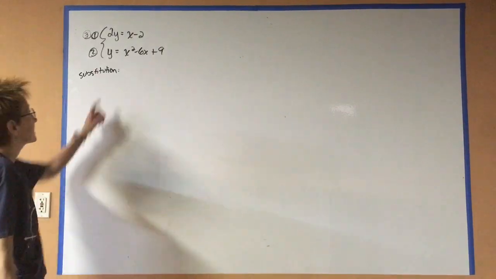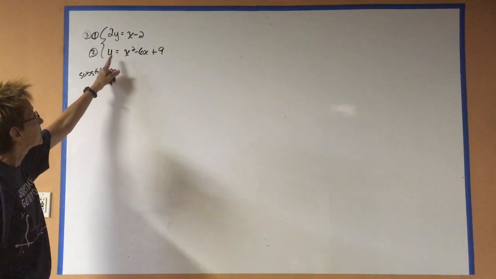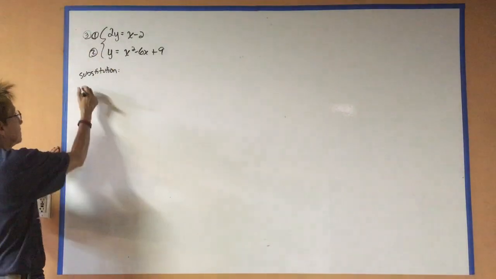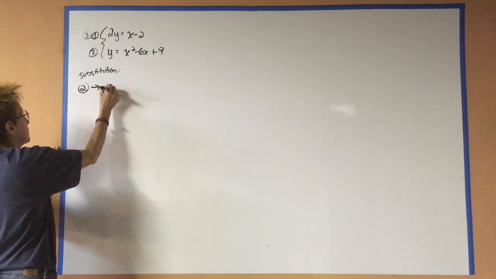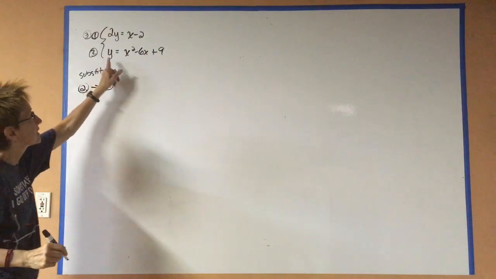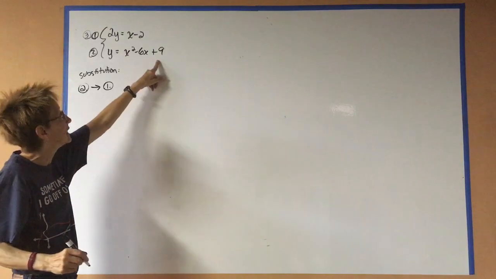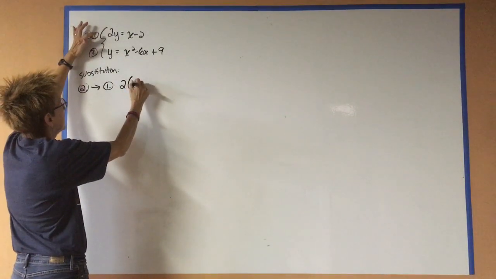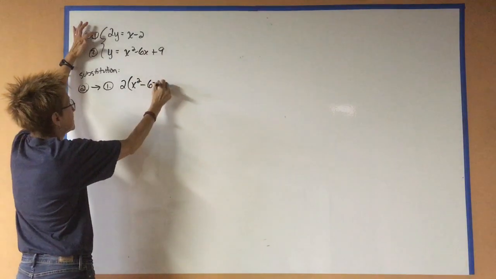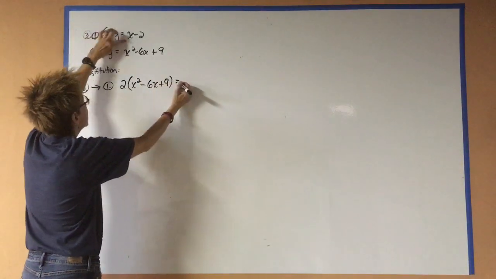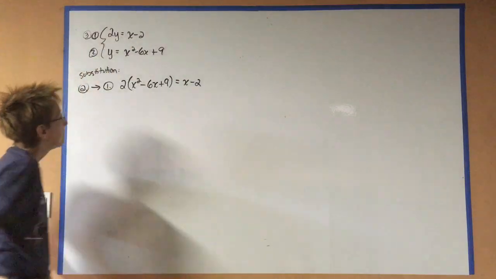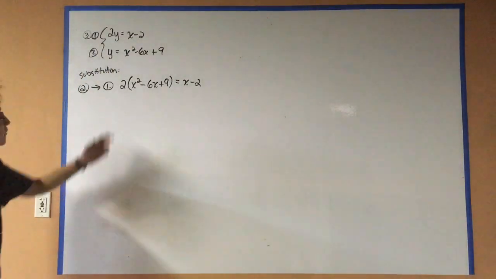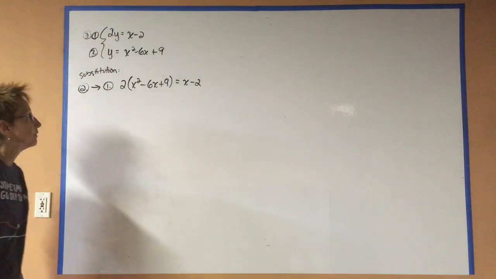And the fact is this guy's already solved for y. So I'm going to take 2 and put it into 1 this time. So I'm going to take equation 2 and put it into equation 1. Wherever I see a y, I'm going to substitute this into it. So this immediately says 2 times y, where y is this whole mess, x squared minus 6x plus 9, and that has to equal x minus 2. So I substituted the expression for y into equation 1.